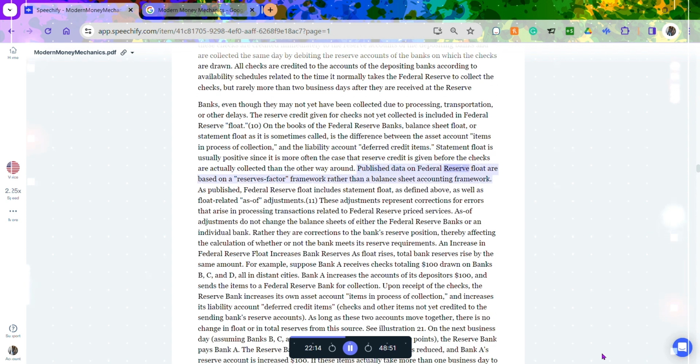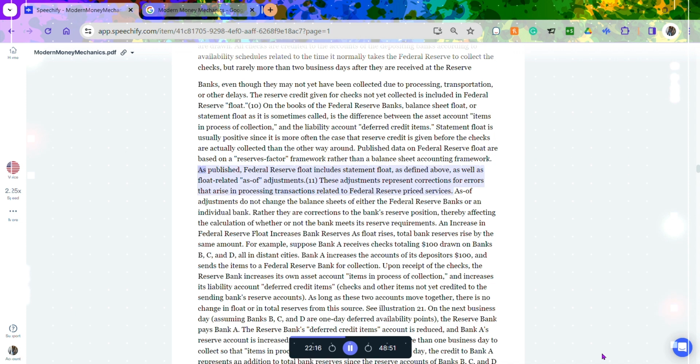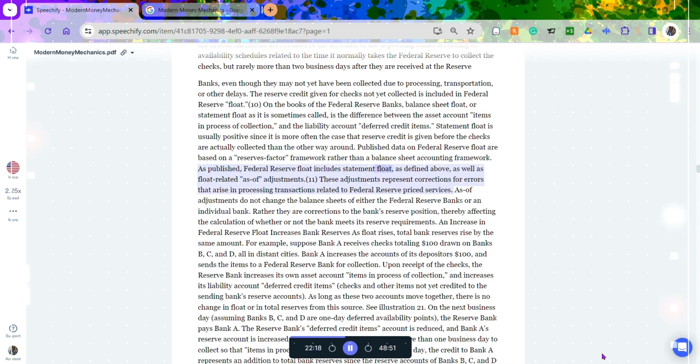Published data on Federal Reserve float are based on a reserves factor framework rather than a balance sheet accounting framework. As published, Federal Reserve float includes statement float, as defined above, as well as float related as-of adjustments. 11. These adjustments represent corrections for errors that arise in processing transactions related to Federal Reserve priced services.